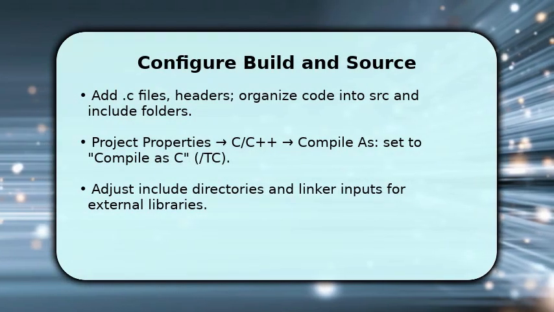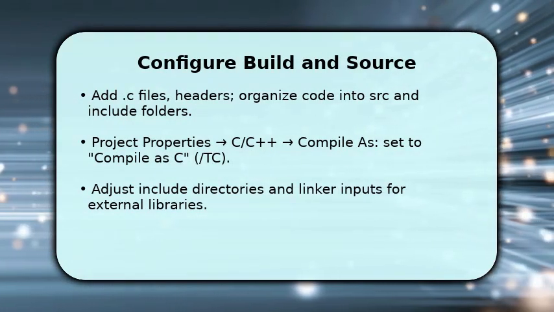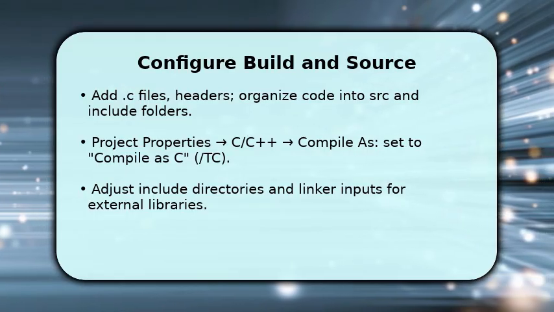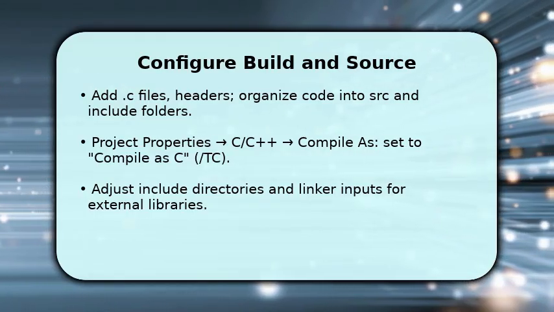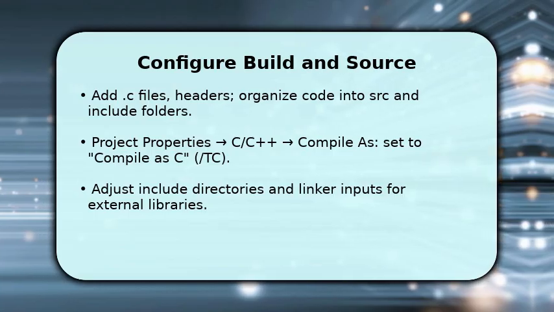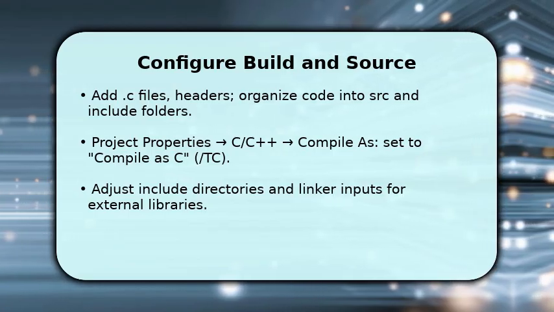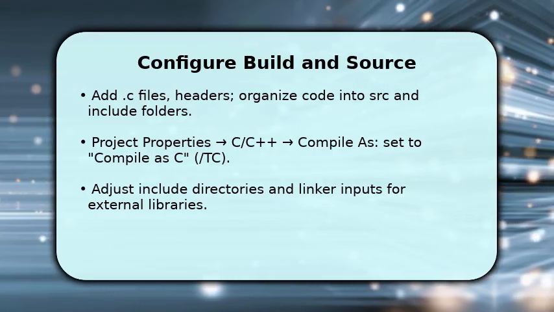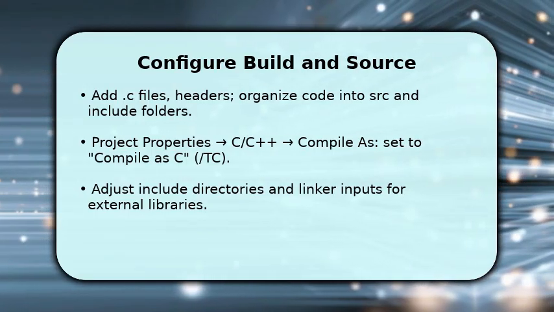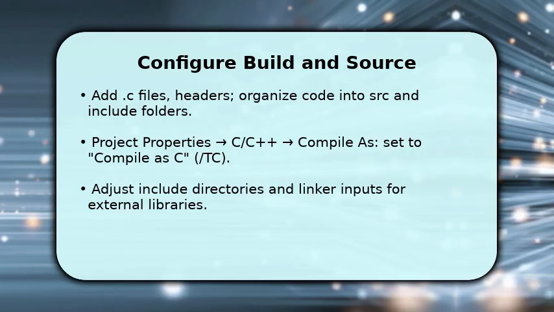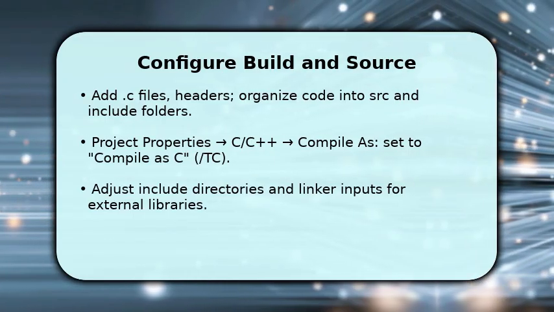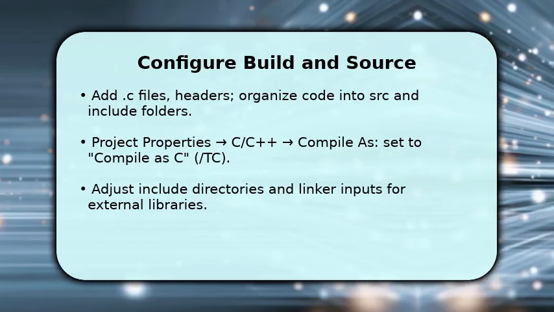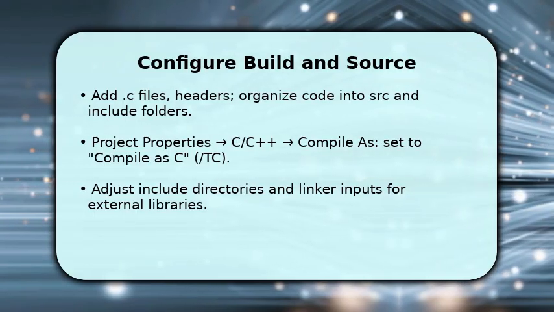Next, add your C files and headers and organize them into src and include directories. Then open Project Properties. Under C/C++, switch Compile As to Compile as C Code (/TC). This forces MSVC to use C rules for compilation. Update Additional Include Directories to point at your headers and add any library files under Linker > Input.